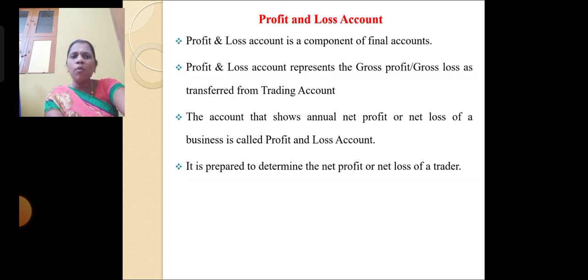Next, we discuss the profit and loss account. Profit and loss account is also one of the components of final accounts. Profit and loss account represents the gross profit or gross loss that is transferred from the trading account. The profit and loss account shows the annual net profit or annual net loss of the business. Normally, profit and loss accounts are prepared to determine the net profit or net loss of the trader.